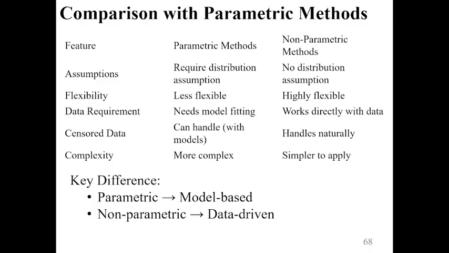Non-parametric methods such as the Kaplan-Meier estimator are simpler to apply and are especially effective when dealing with censored data. Each approach has its strengths, and choosing between them depends on the nature of the data and the analysis objectives. In this table, you can see the comparison of these two methods together.